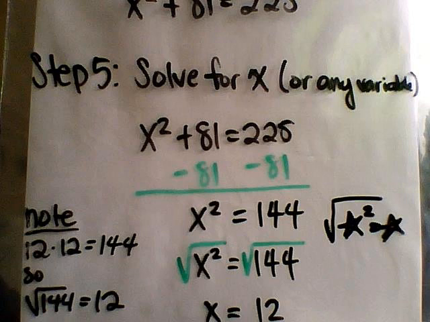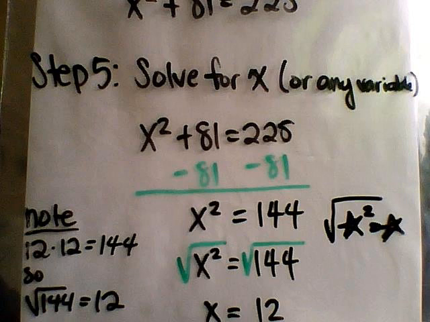To get x squared all by itself, we need to subtract 81 from both sides since we're adding 81 to x squared. 225 minus 81 equals 144. So now x squared equals 144.